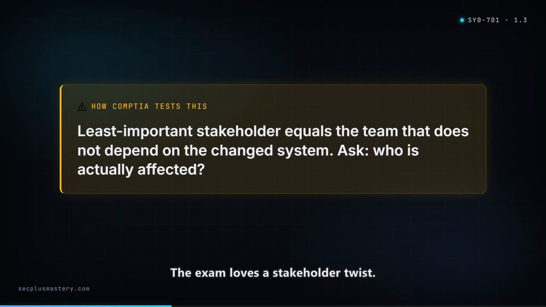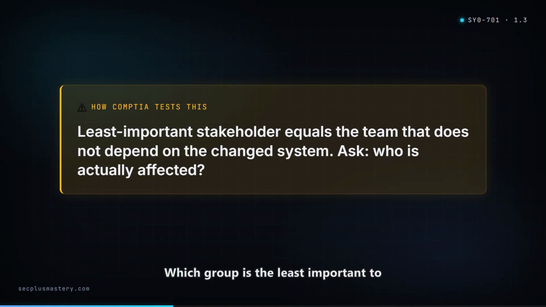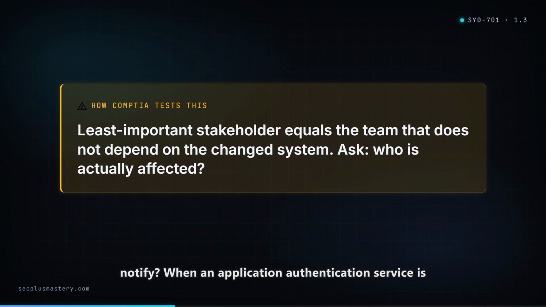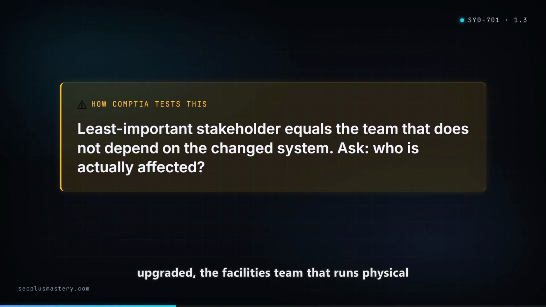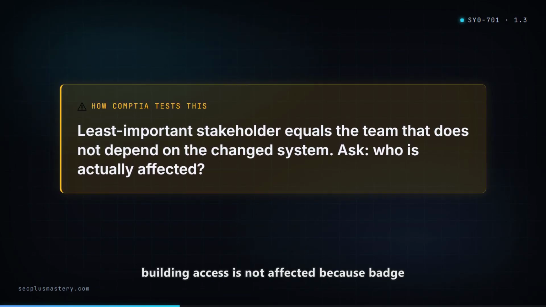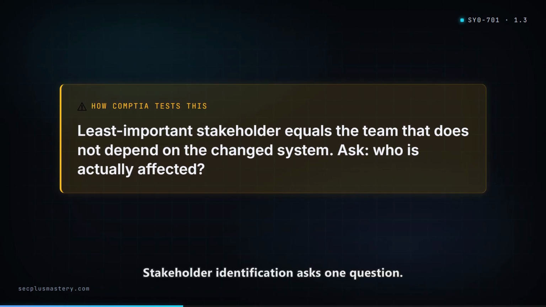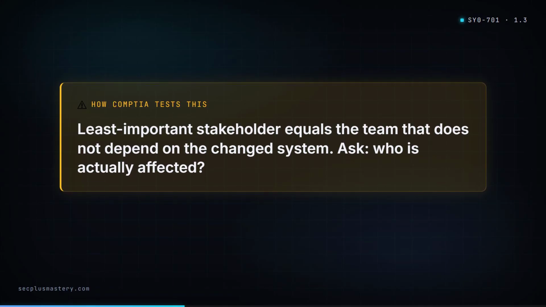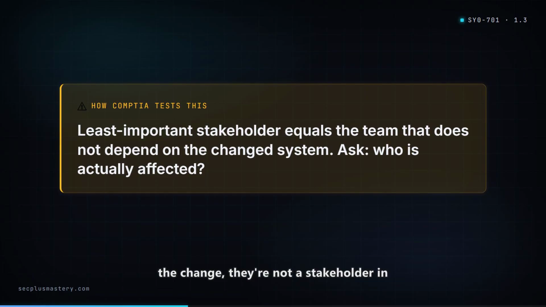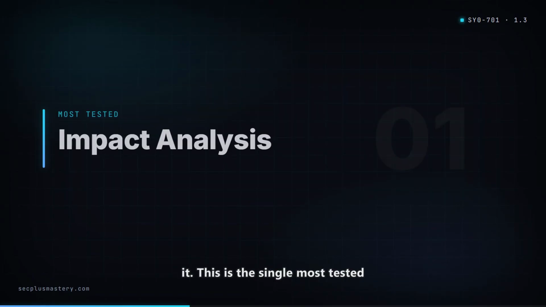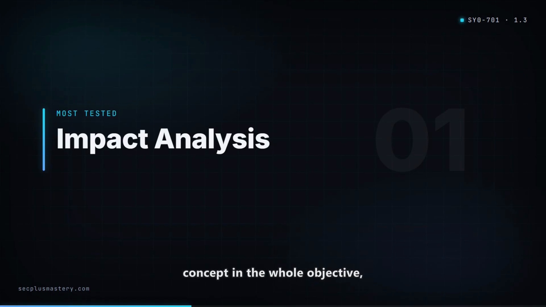The exam loves a stakeholder twist. Which group is the least important to notify? When an application authentication service is upgraded, the facilities team that runs physical building access is not affected because badge access uses a separate system. Stakeholder identification asks one question: who is actually affected? If a team does not depend on the change, they're not a stakeholder in it. This is the single most tested concept in the whole objective, so slow down here.